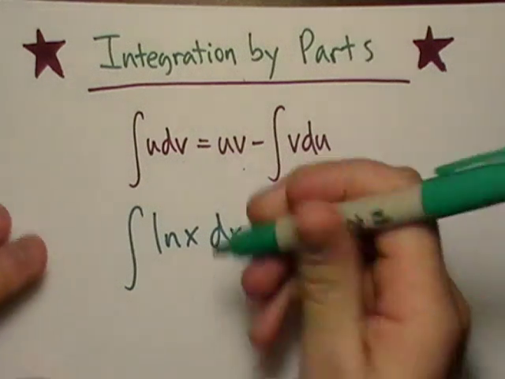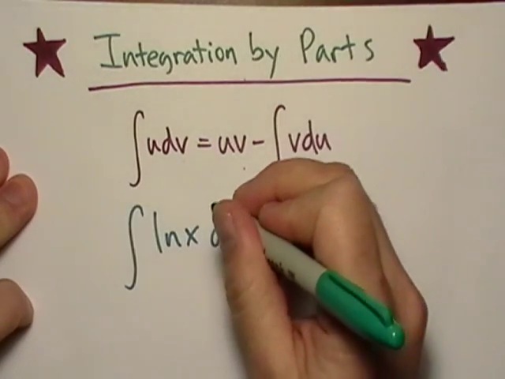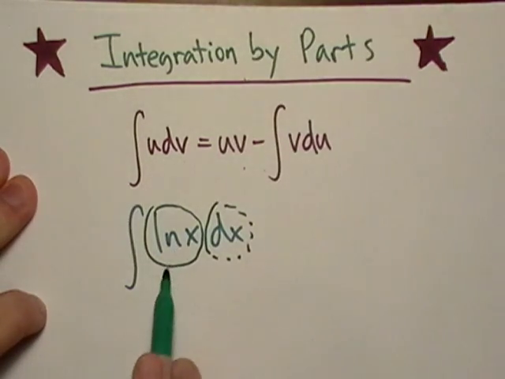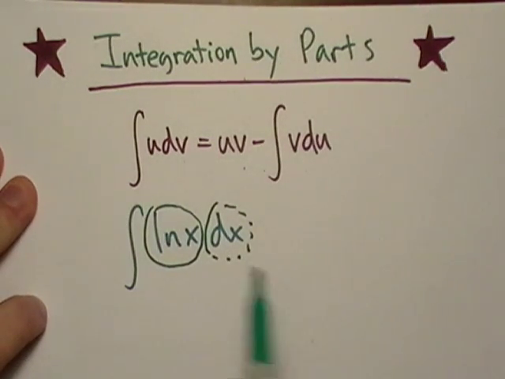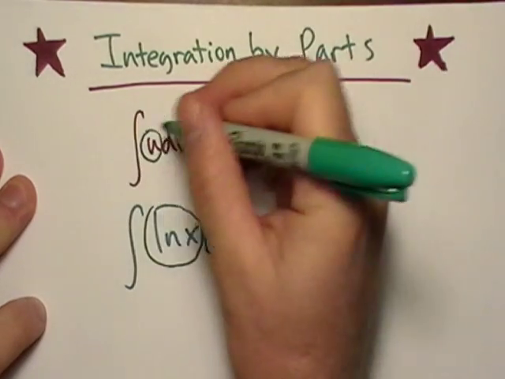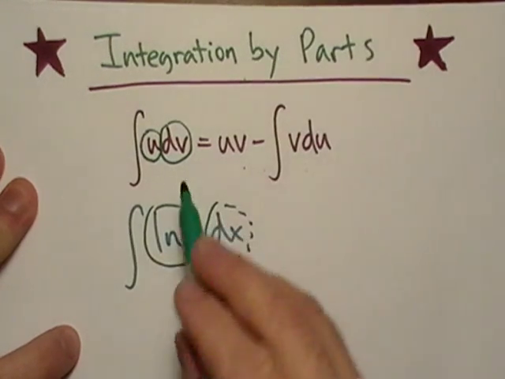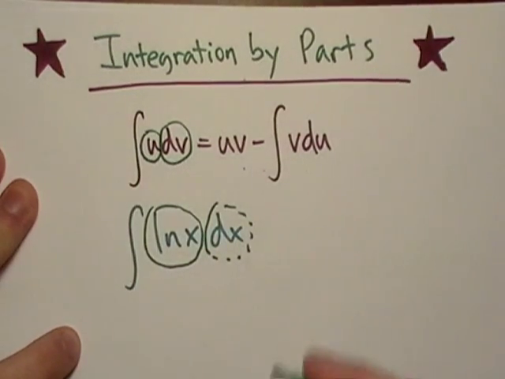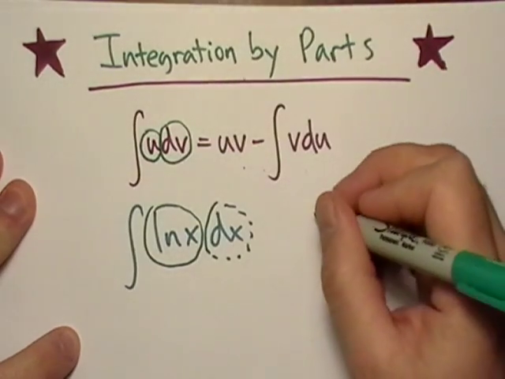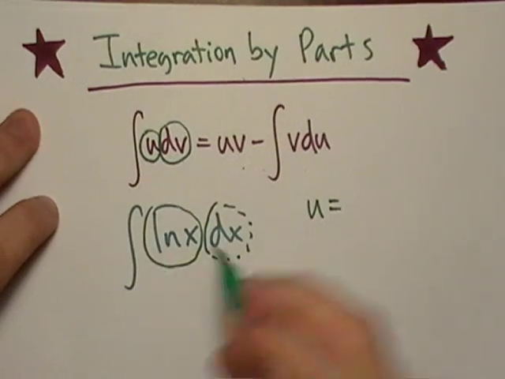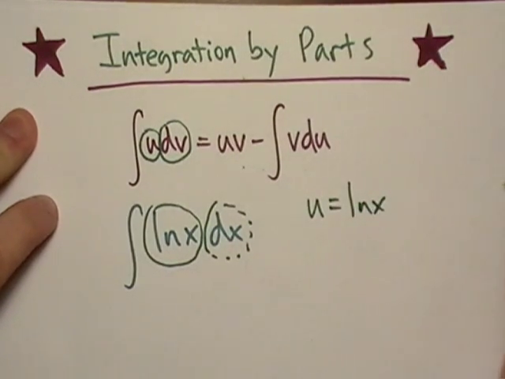First thing I want you to notice is how this integral really has two parts to it. It's got an ln x and then it's got a dx. And notice how up here in my formula I've got a little two-part guy. Well, I need to make some substitutions. I need to pick what u is going to be. That's the good thing about integration by parts. It gives you freedom to choose. And I'm going to choose natural log of x.